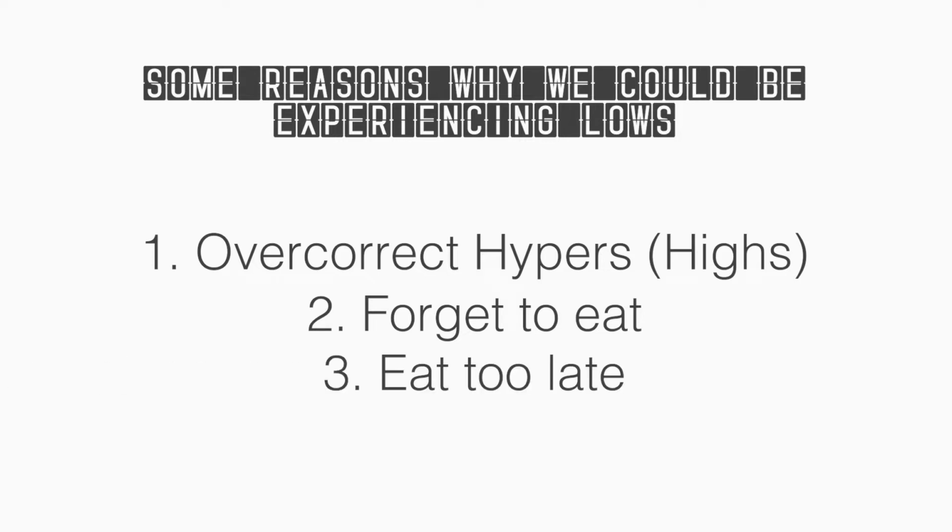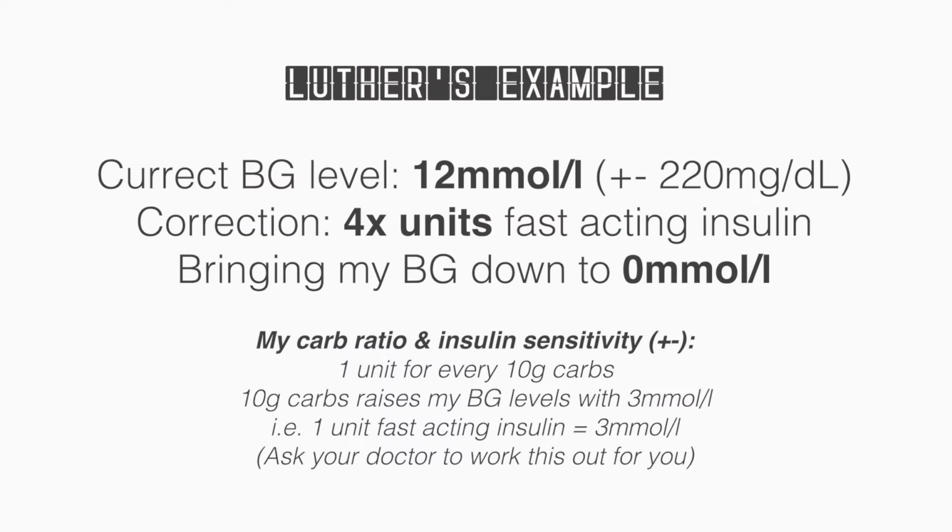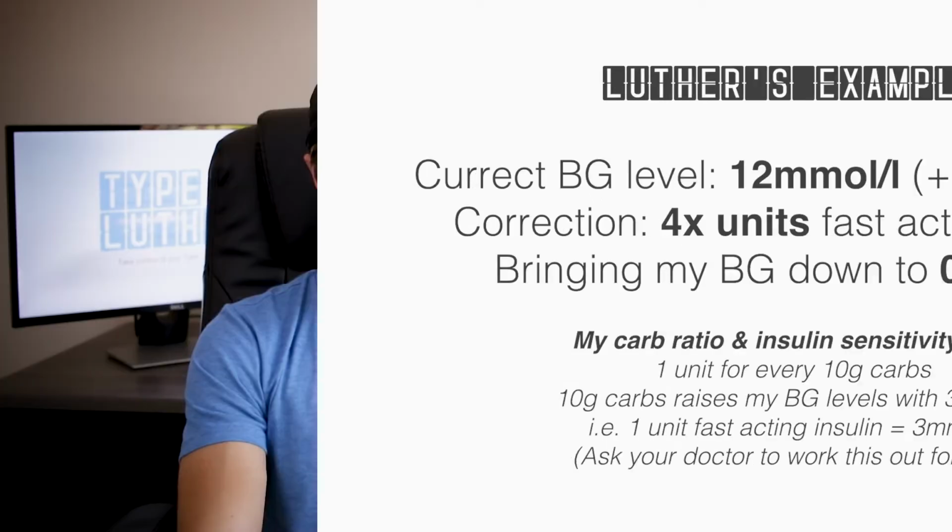eat too late. To use an example, if my sugar is 12 millimoles per liter, I would correct my sugar with 2 units of fast-acting insulin, which would technically bring my sugar down to 6 millimoles per liter, which is perfect. But what happens when you actually want to eat something as well? I would in that case inject 4 units of fast-acting insulin, technically leaving me at a blood glucose level of 0, which is dead, meaning that I do need to eat as my sugar is coming down.